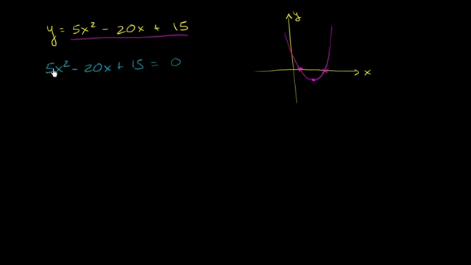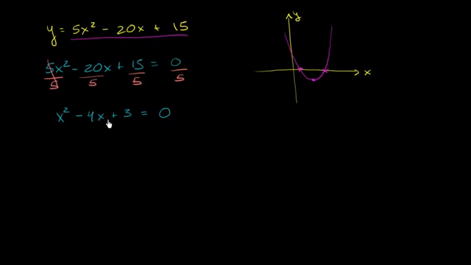And it does look like every term here is divisible by 5, so I will divide by 5. So I'll divide both sides of this equation by 5. And so that will give me, these cancel out, and I am left with x squared minus 20 over 5 is 4x, plus 15 over 5 is 3, is equal to 0 over 5, which is just 0. And now we can attempt to factor this left-hand side.